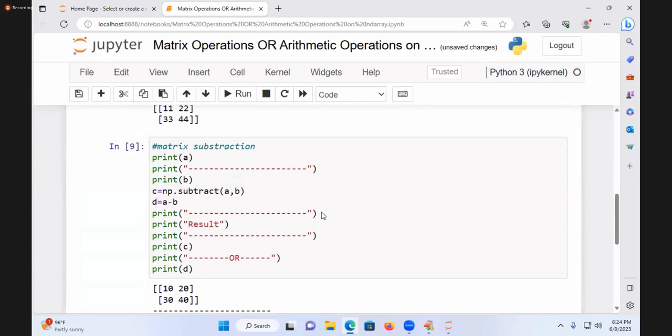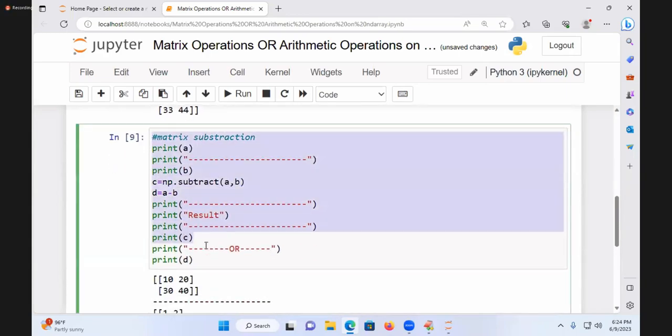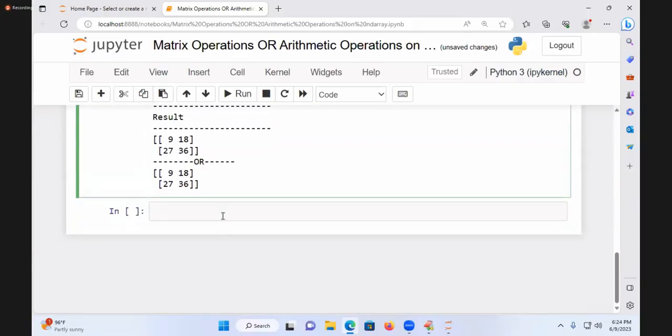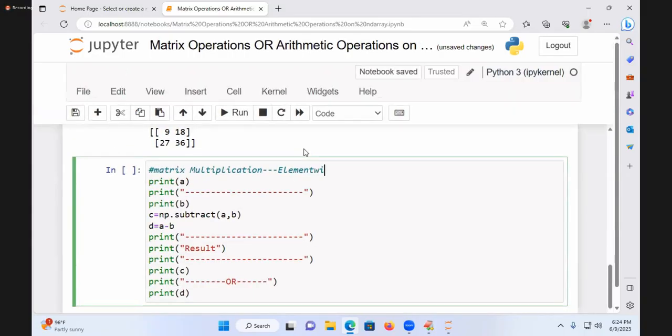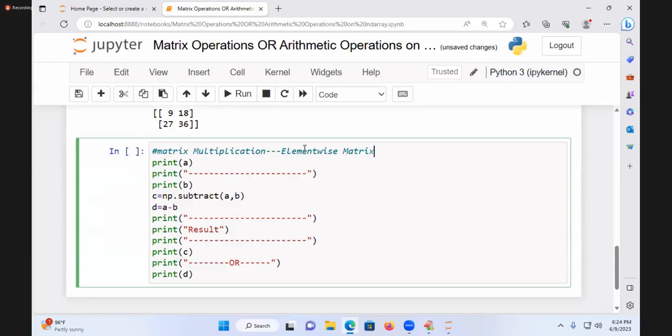Similarly, what next? I'll go for multiplication. I'll go for matrix multiplication. What is this matrix multiplication? This is element-wise matrix multiplication. First I will explain element-wise matrix multiplication.